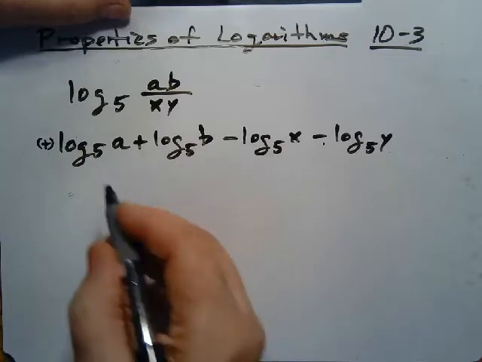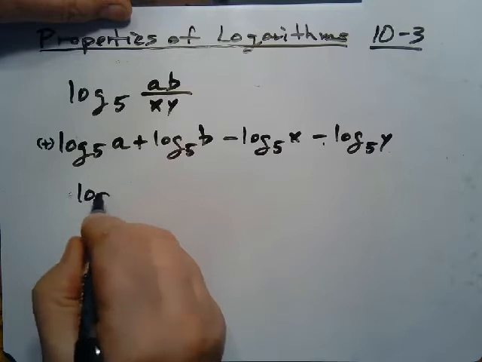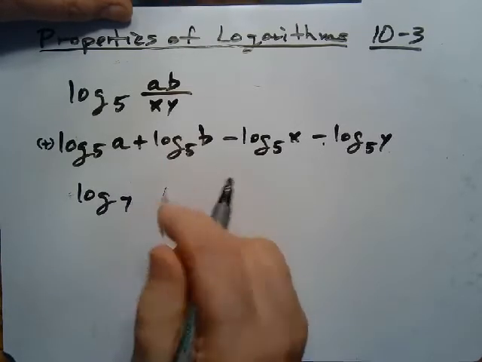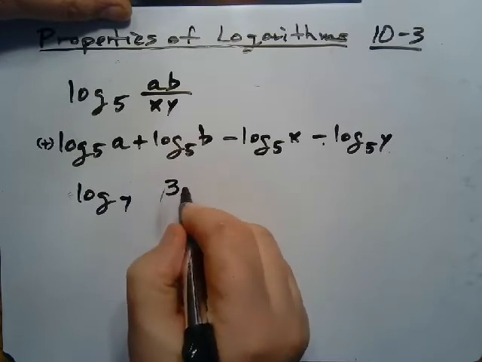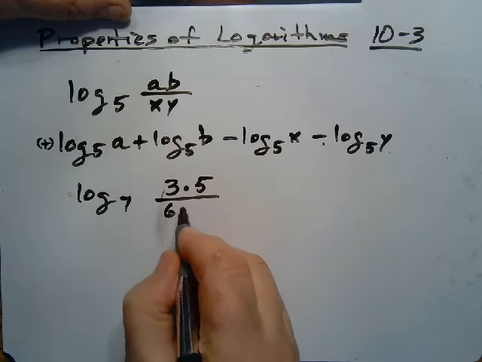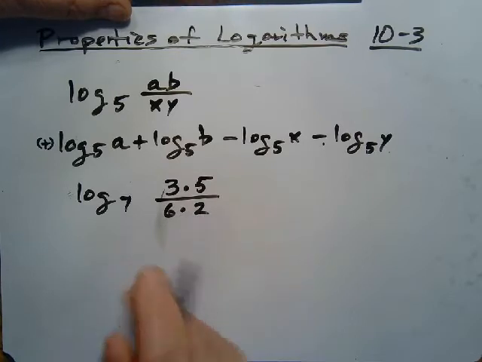You can see that these rules will apply in some combinations. Let's try another one. Log base 7 of, well, let's just use some numbers this time: 3 times 5 over 6 times 2. Well, what would this be?